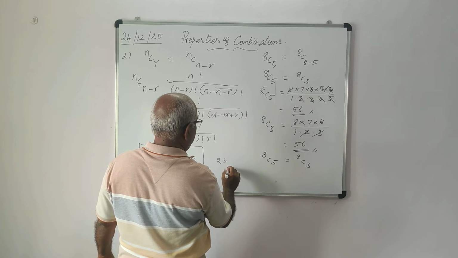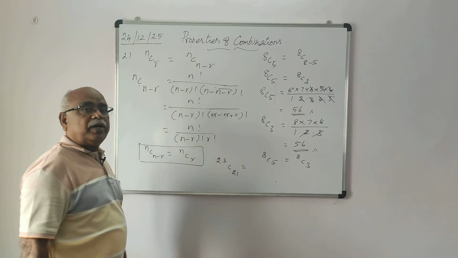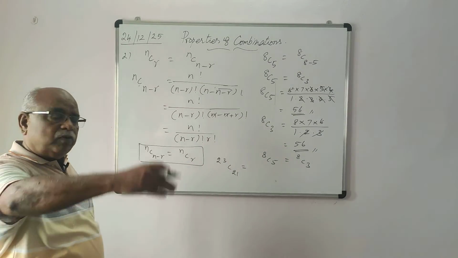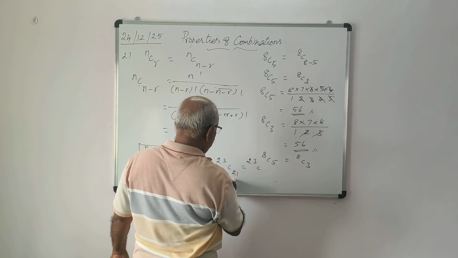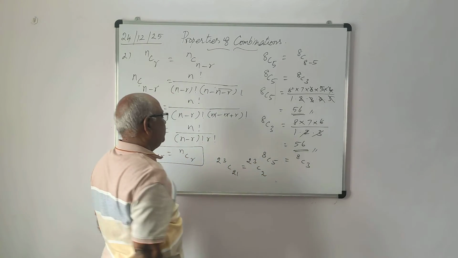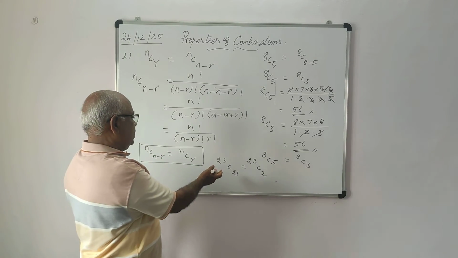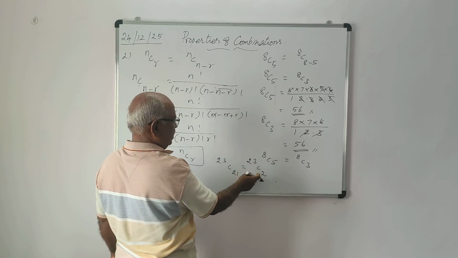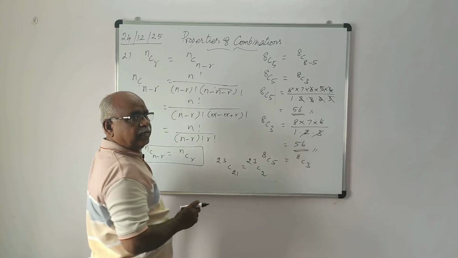Suppose 23C21. It is impossible to find 23C21, 23 terms divided by 21 factorial. Simply we can write it as 23C(23 minus 21), which is 2. 23C2. Instead of finding 23C21, it is enough to find 23C2. That's all about this property. Okay?